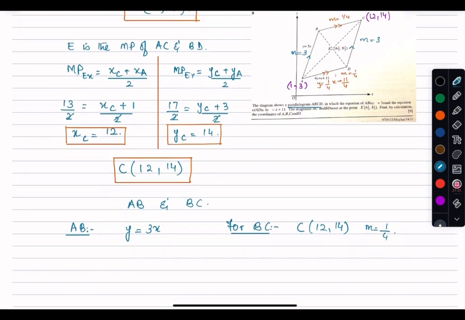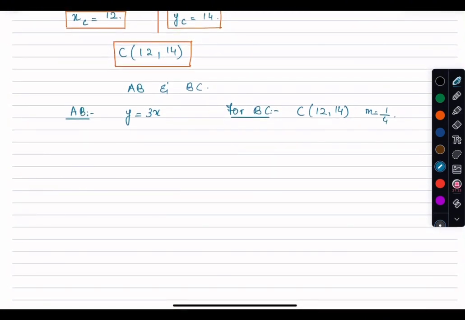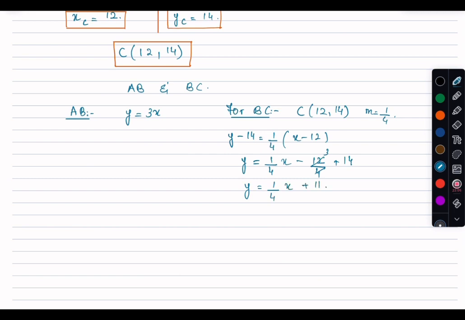So with respect to this, I can just have the line equation for BC, and I can say it's y minus 14 equals 1 by 4 into x minus 12. Or I can say that BC has the line equation 1 by 4x minus 12 divided by 4, and plus 14, negative 14 from the left hand side taken to the right side. So this becomes 1 by 4x and 14 minus 3, that will give you a positive 11. So this is now the equation of BC.